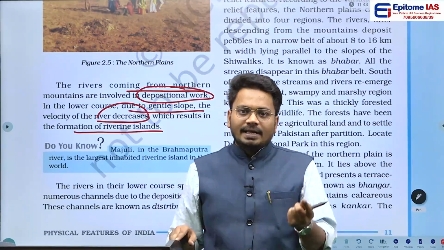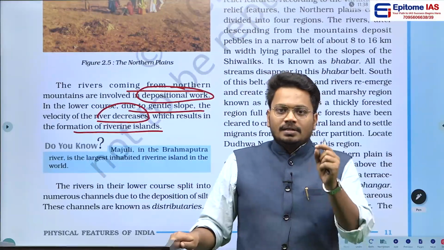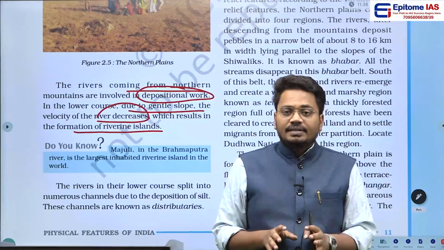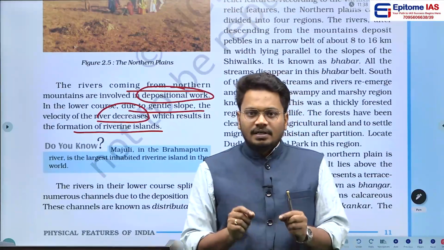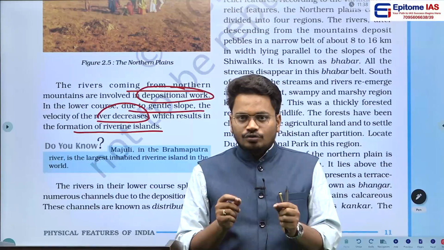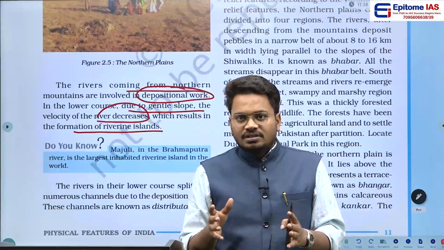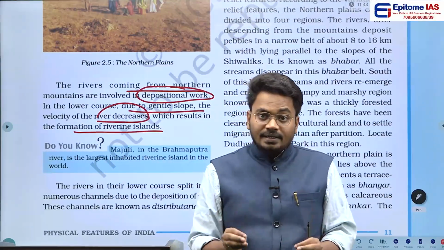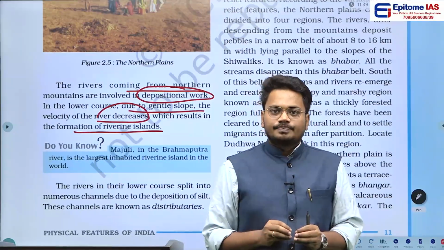Obviously, plain areas have an important feature, that is, the gradient would be very, very low, or else we can say that there would be a very gentle slope. So because of that reason, what happens? The velocity of the river would be very, very low, right? So because of that less velocity of the river, all the depositional activities will happen, and because of that depositional activity, at certain places you will be seeing the formation of islands, right?